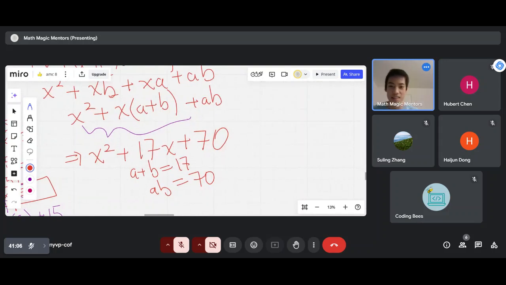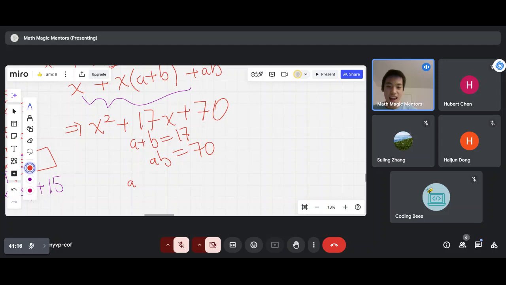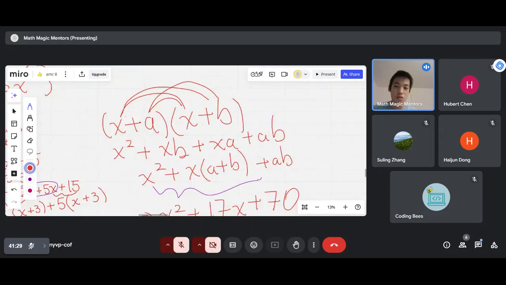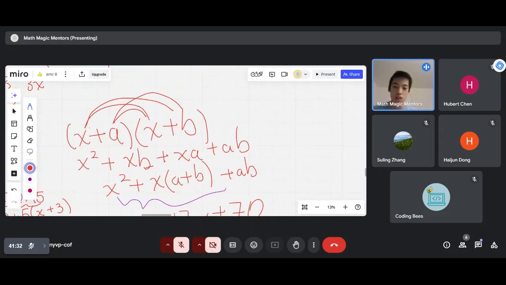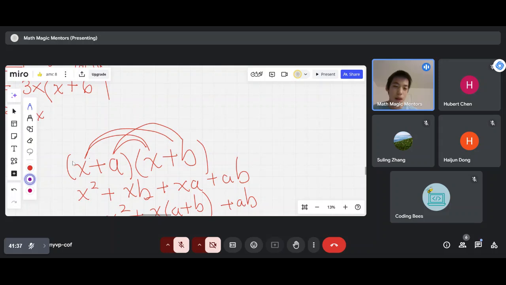So does anyone have any ideas? There you go. Yes, correct, Hubert. So you can find a equals 10 and b equals 7, as Hubert mentioned. You can switch up the values. You can say b equals 10 or a equals 10, a equals 7. It doesn't really matter here because we're factoring. Our goal is to factor this quadratic, and switching up the order doesn't really matter because you can let this be b and this be a. It's just the same thing flipped around.